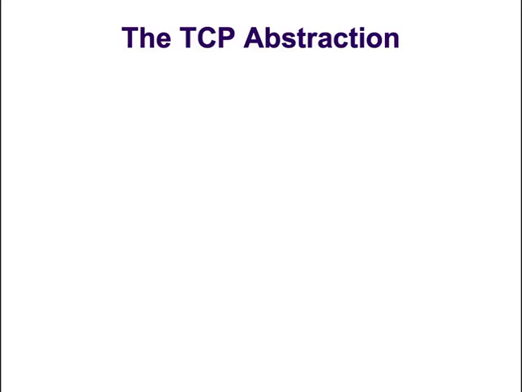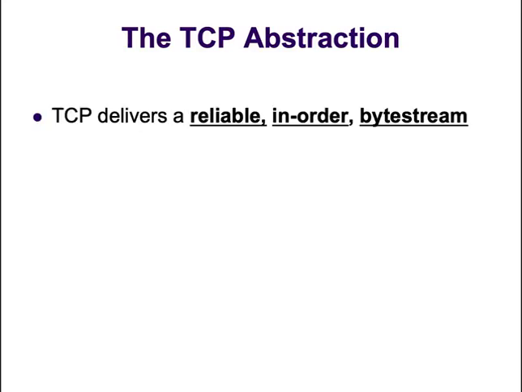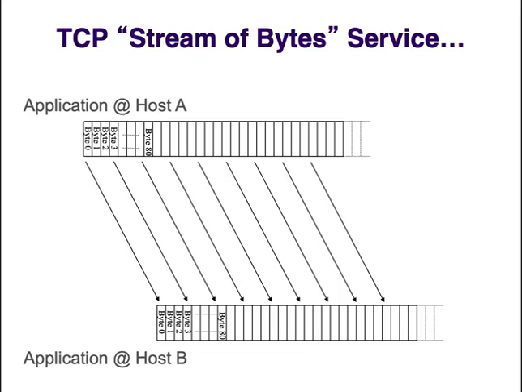With that, where I wanted to start was the TCP abstraction. We've said this a few times, that TCP delivers a reliable in-order byte stream. Let's unpack that a little bit. What that means is that at the application layer, you see a stream of bytes, application data, that you're sending from host A to host B. It's a stream of bytes, so every byte you can think of as having a number, and you're going to deliver it in order to the receiver.